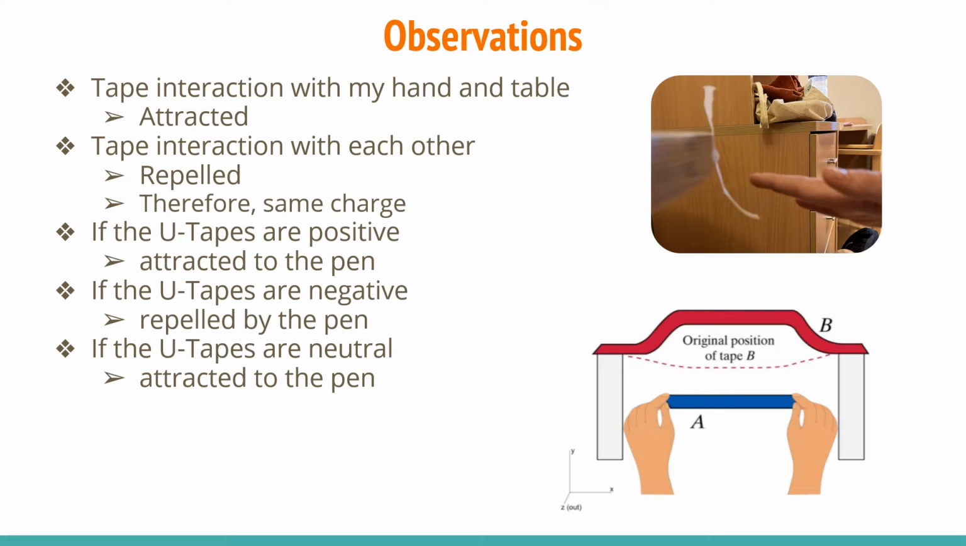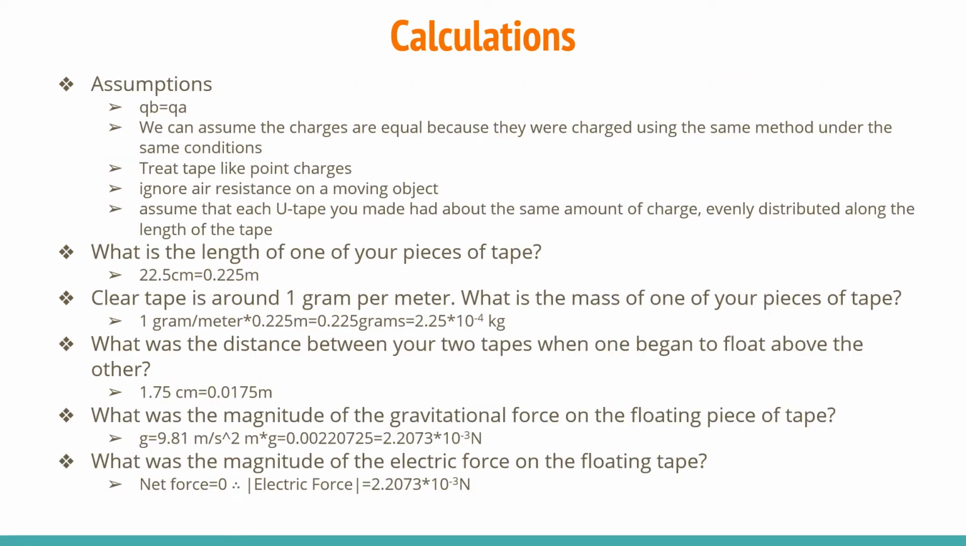To determine what charge the tape had, I held the U-tape to a pin which I knew to have a negative charge. If the U-tape had a positive charge, it should be attracted to the pin. If the U-tape were neutral, it would be attracted to the pin. However, the U-tape was repelled by the pin, so we can conclude that the U-tape is negatively charged, meaning there are excess electrons. The following calculations were performed under the assumption that charge A is equal to charge B.